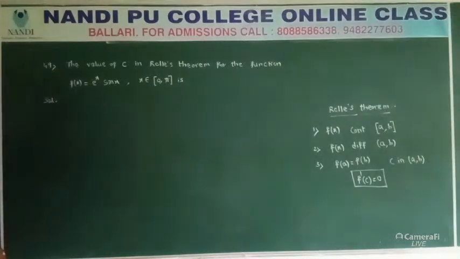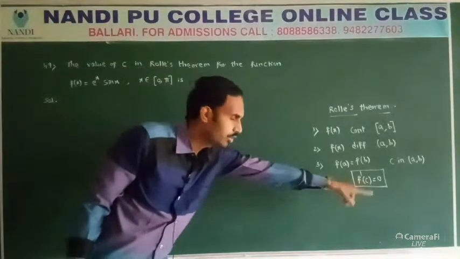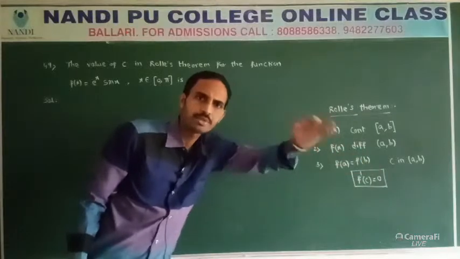Right, solution. Here f of x is given, f of x is equal to e power x into sin x. Interval given, closed interval 0 comma pi. What is the value of C in Rolle's theorem? To get the value of C, which formula can we use in Rolle's theorem? f dash of C equal to 0. So differentiate, put x value C.